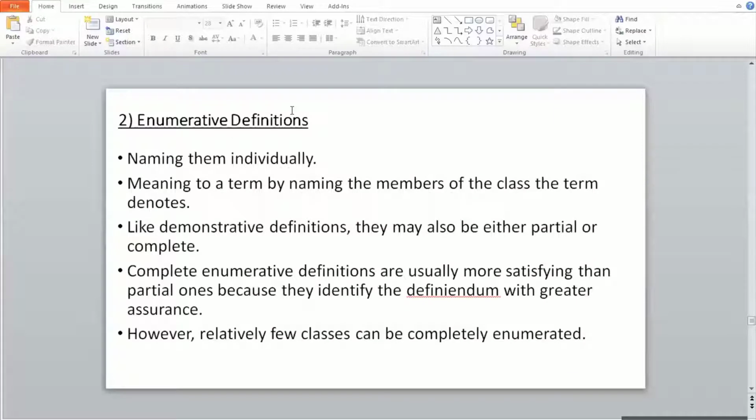As I told you, enumerating definition is naming the individual meaning to a term by naming the members of the class the term denotes. Like demonstrative definition, it may also be either partial or complete. Any form of definition can be partial or complete. Complete enumeration is the most important because it will satisfy the elements of what is defined, what it denotes.